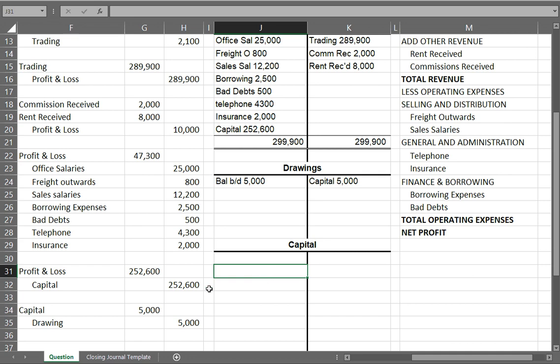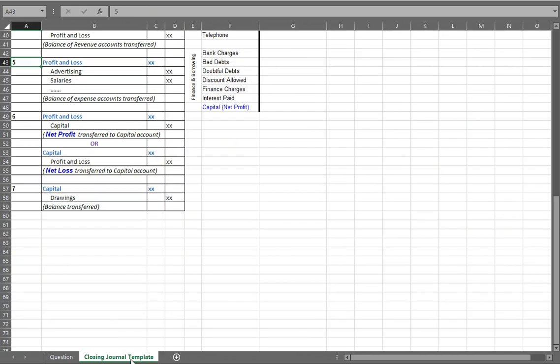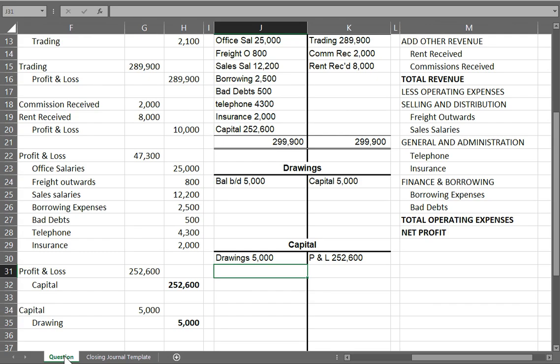Okay, we have 2 postings to capital. Okay, let's put them together. So first of all, capital on the credit side from profit and loss of 252,600, and postings to capital from drawings, but on a debit side, see capital on a debit side. So drawings, 5,000. Okay. So what we need to do now is to balance capital because, as you can see, we're pretty much done. So whatever capital is, that is the final figure for the year.